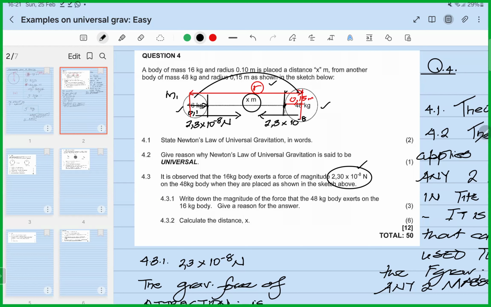And once you got R, what should you do after that to get x? Remember, R is from the center of this mass to the center of that mass. And if I want to find x, which is from the surface to the surface, what should I do after I find R? Subtract the two radii. If you subtract the two radii, you're going to get x.